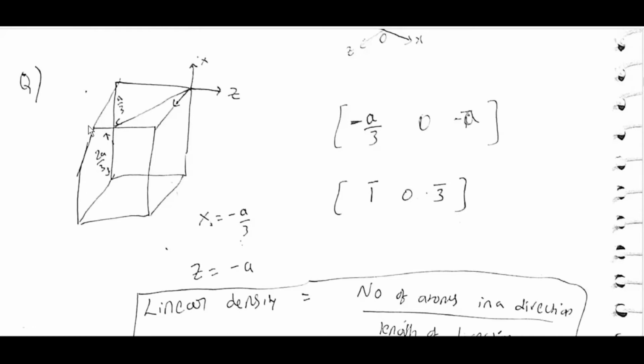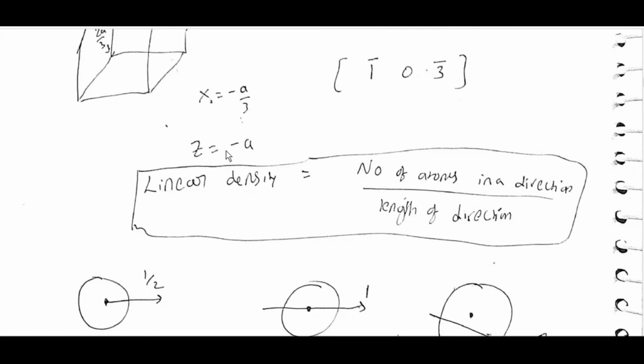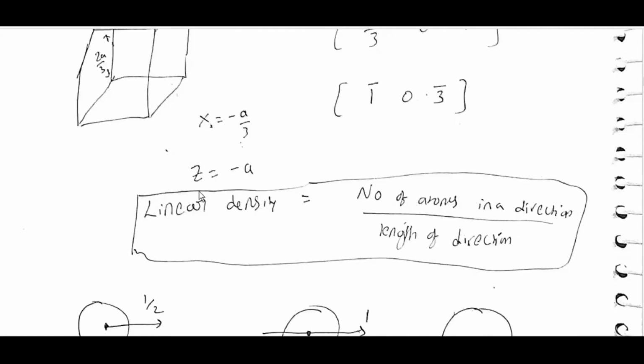If this is to be represented, minus a by 3, comma 0, comma minus a, 1 bar, comma 0, comma 3 bar: x is equal to minus a by 3, z is equal to minus a.